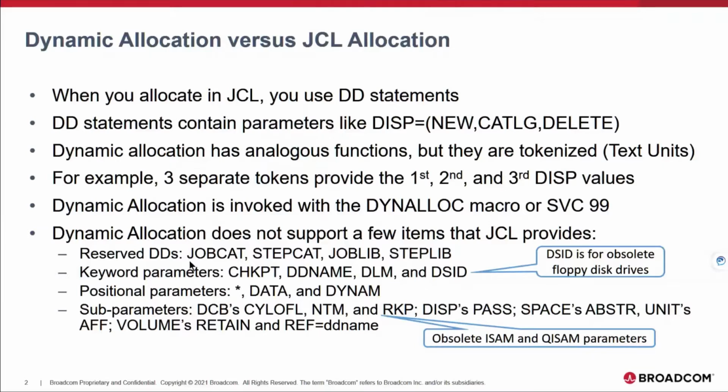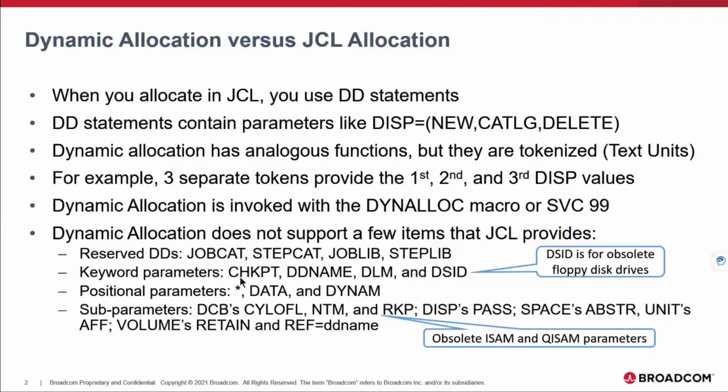There's a couple of things that dynamic allocation does not support, and it kind of makes sense. You cannot dynamically allocate jobcat, stepcat, joblib, or steplib. And really that makes perfect sense because they're supposed to be in place when your job starts. It affects the beginning of your program, how it starts. So it wouldn't make sense to have a program running and then dynamically alter these environments. So they just don't allow that.